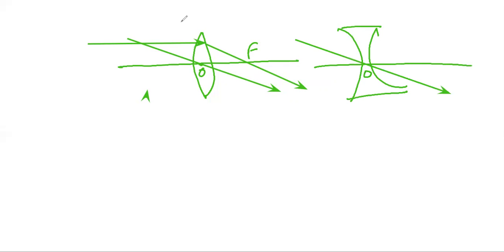The rays will come parallel to the principal axis. They will diverge from here, and it appears that they are coming from some point here. This point is called the focus. Any problem?